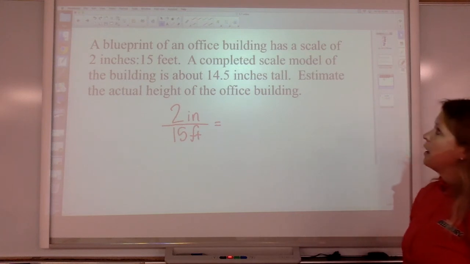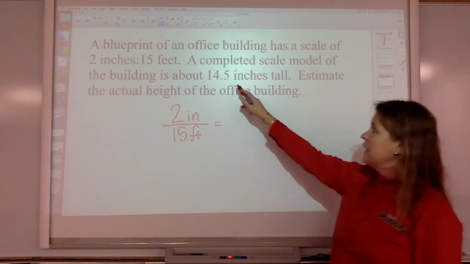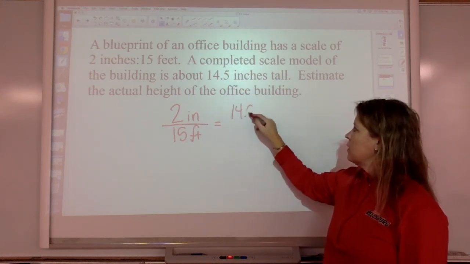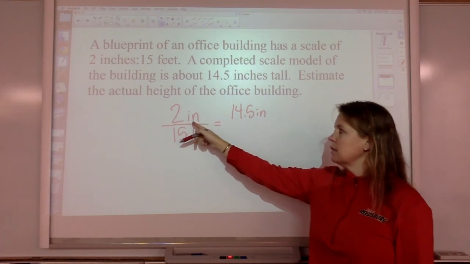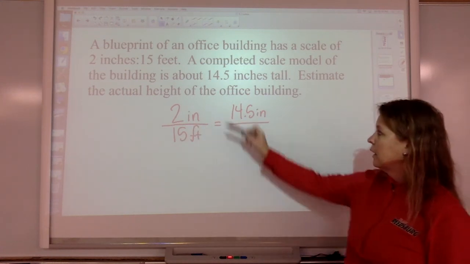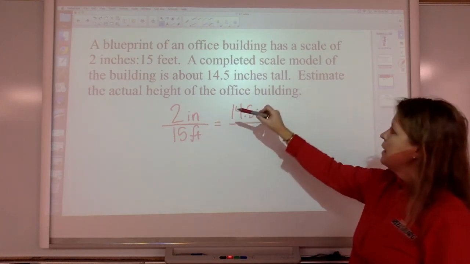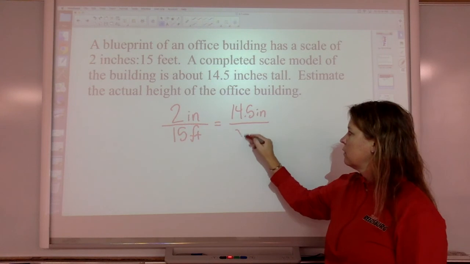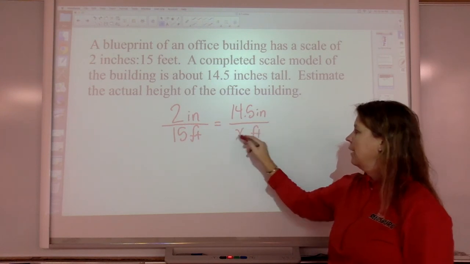A completed scale model of the building is about 14.5 inches tall. And the reason why we're labeling it is to make sure that you put the 14.5 inches on the top of your proportion so that it lines up. Estimate the actual height of the building. Well, the building is going to be measured in feet, so we're looking for X amount of feet.